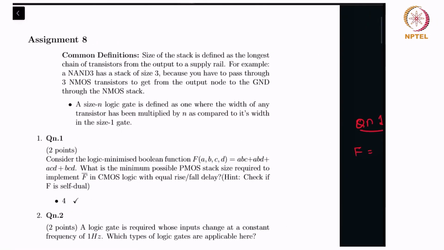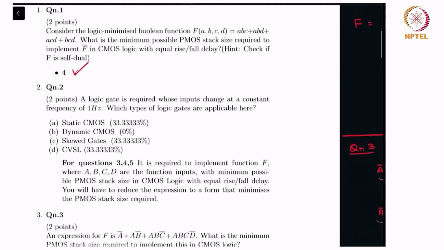So therefore, since there are 4 terms in the OR, you will have to implement it using a stack size of 4, right? In the CMOS, the number of OR terms is equal to the CMOS stack size because it is not a mirrorable function. If it was a mirrorable function, the NMOS stack size and CMOS stack size would have been equal. And in this case, you have 3 AND terms everywhere, so the NMOS stack size is 3. But unfortunately it is not self-dual. So the answer is 4.